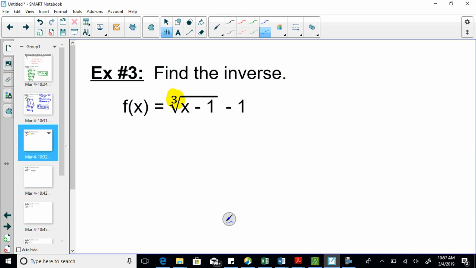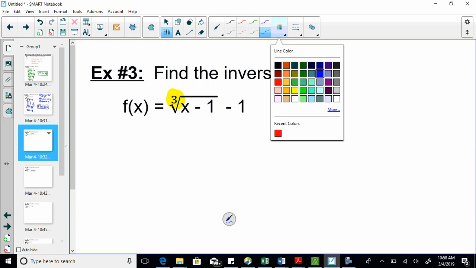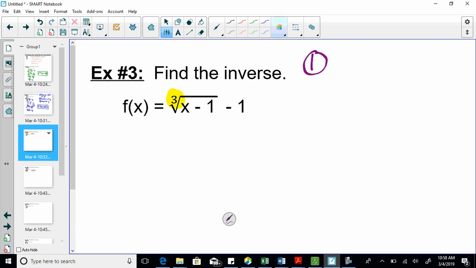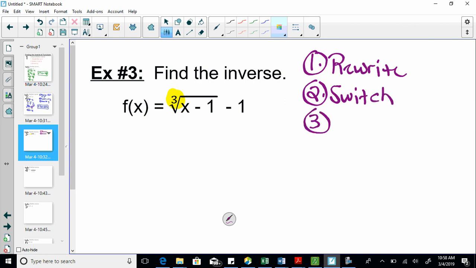The first thing we do is follow the same steps once again. Now, in case you forgot already, let me remind you. First step is we rewrite f of x equals as y equals. Then we're going to switch x and y. And then lastly, we solve for y.